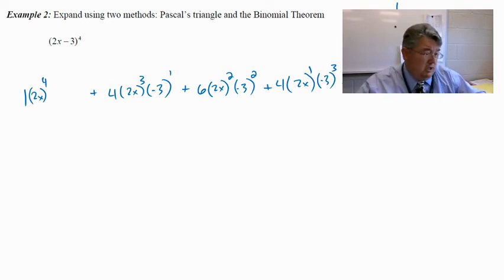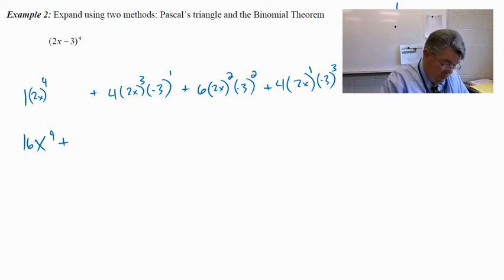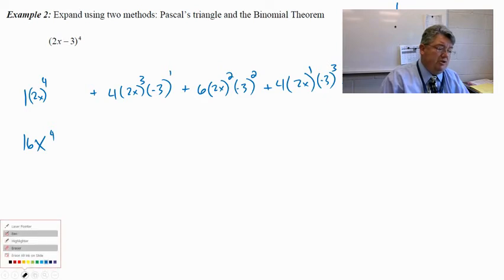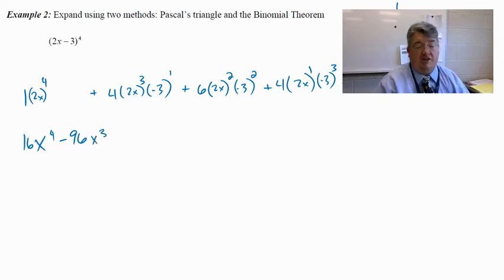Now, let's take a look at this. 2x to the power of 4. Well, it's going to be something x to the fourth. 2 to the fourth, that's 16. Plus, here I've got 4 times 2 cubed times a negative 3. Whoa, plus a negative. That means this next thing is going to be a negative. So the signs aren't always positive. It depends on those coefficients. This is a negative 96, and it's going to be x cubed because the x is the only variable in there.